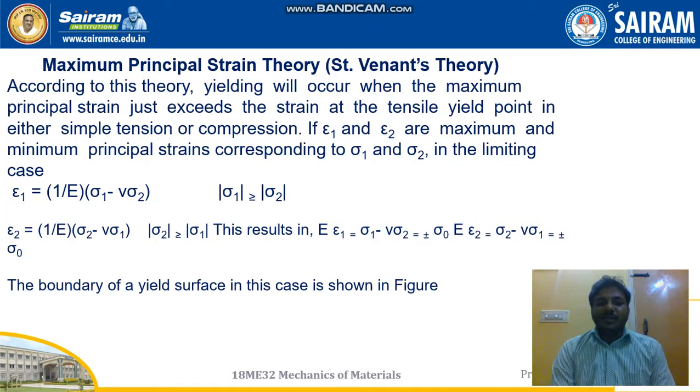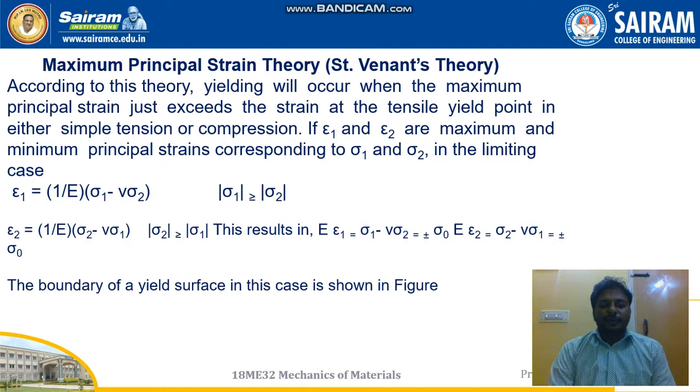If sigma 1 and sigma 2 are the maximum and minimum principal stresses, then the strain is epsilon 1 equal to 1 by E into sigma 1 minus nu into sigma 2, where E is the modulus of elasticity, and sigma 1 and sigma 2 are the maximum and minimum principal stresses.